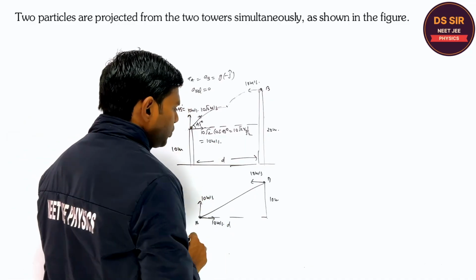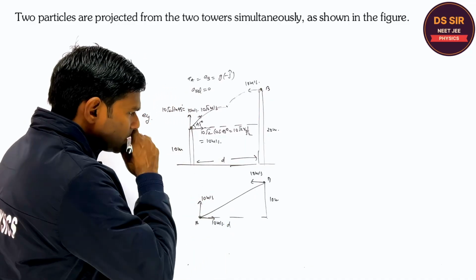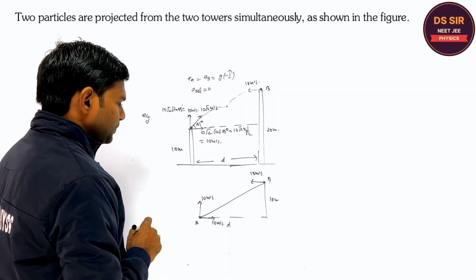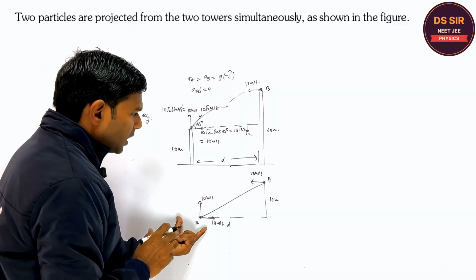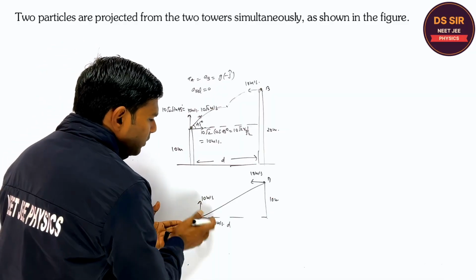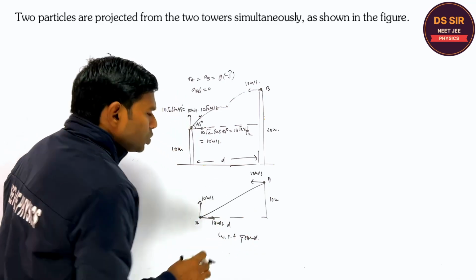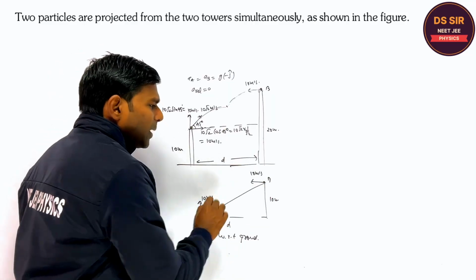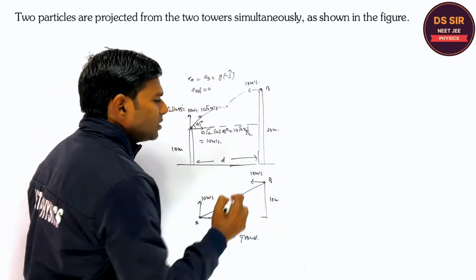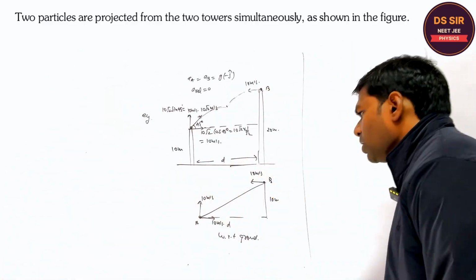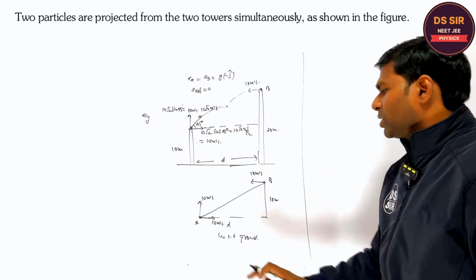Is it clear or not? You tell me, what is the condition? Although these are the velocities with respect to ground, is it clear or not? So you may sit on any of the particles and you can write the relative velocities. You tell me on which particle you want to sit.